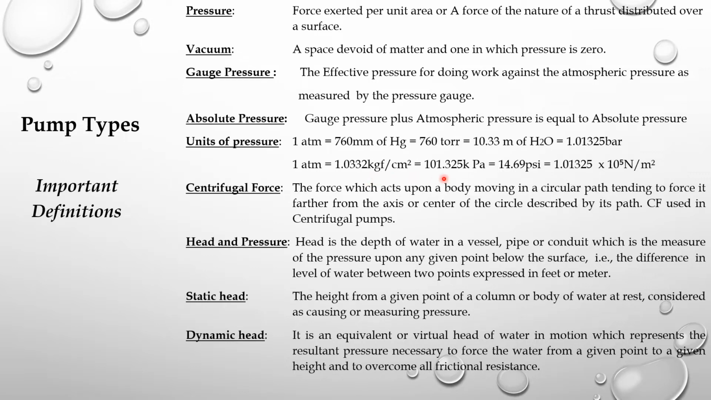Also it is equal to 101.325 kilopascal. This is also named after a scientist, Pascal. It is equal to 14.69 psi, which is equal to 1.01325 into 10 power 5 Newton per meter squared. These are all the units used in industry in various areas for pressure.